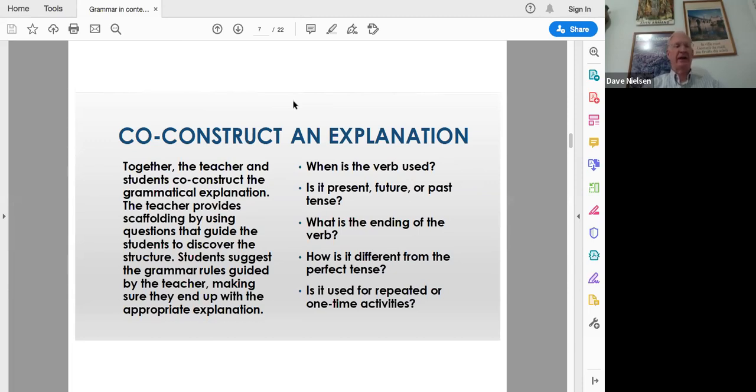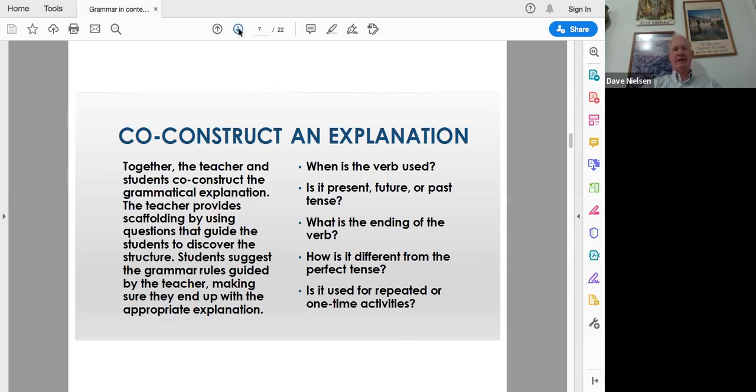Some of the questions that I have used in the past, drawing attention to the particular story or a song or a video or a poem, are: When is the verb used? Is the verb present, past, or future tense? What is the ending of the verb? How is it different from the perfect tense? Is it used for repeated or one-time activities? And as you notice, those questions all have to do with verbs, but it could be any question that targets that specific grammar point.